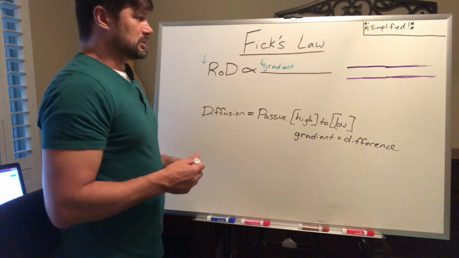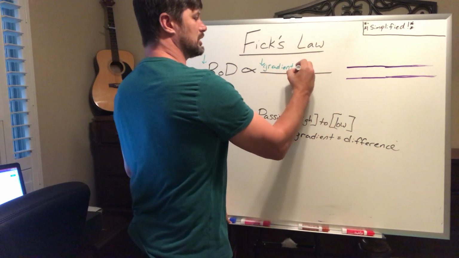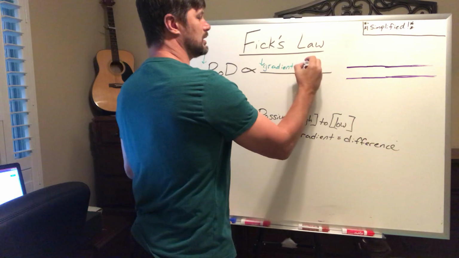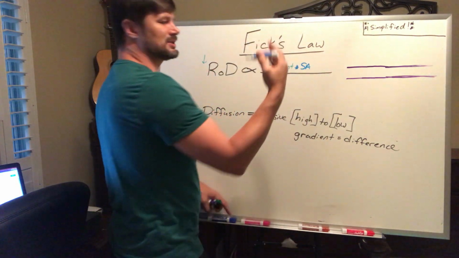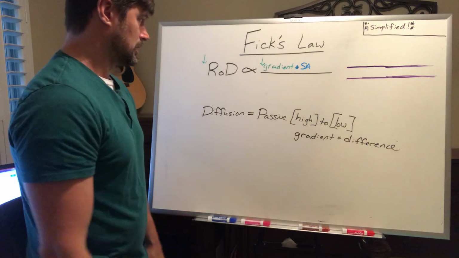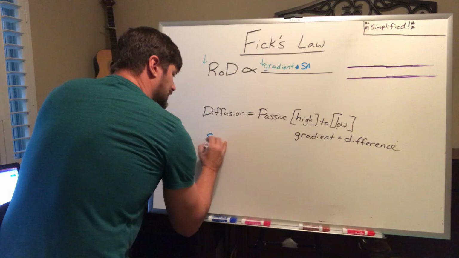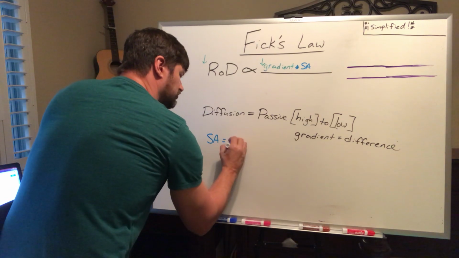The second part of this equation that matters is going to be the surface area. So we're going to multiply gradient by the surface area. Don't worry so much about the multiplication. It's just dividing these two variables. So the second thing has to do with the surface area. So SA, capital SA, equals surface area.